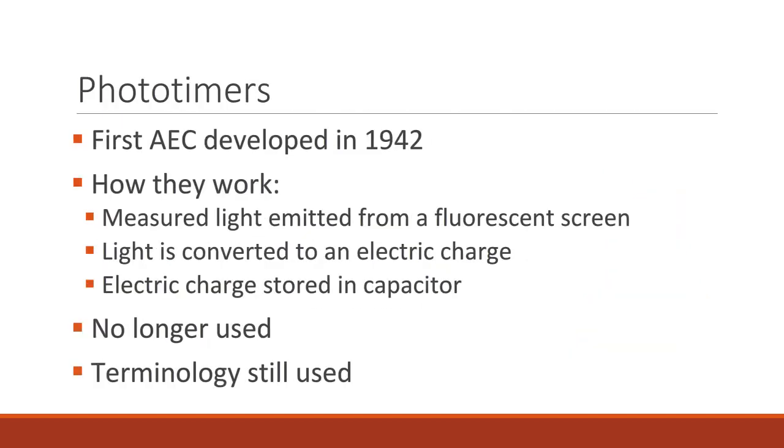The first AEC we will discuss is phototimers. They were developed in 1942. Phototimers measure the light emitted from a fluorescent screen. This light is then converted into an electrical charge, which is stored in a capacitor. When enough electrical charge is detected, the exposure is terminated. These are no longer in use, but the term phototiming is still used by some radiographers when referring to the use of AEC.